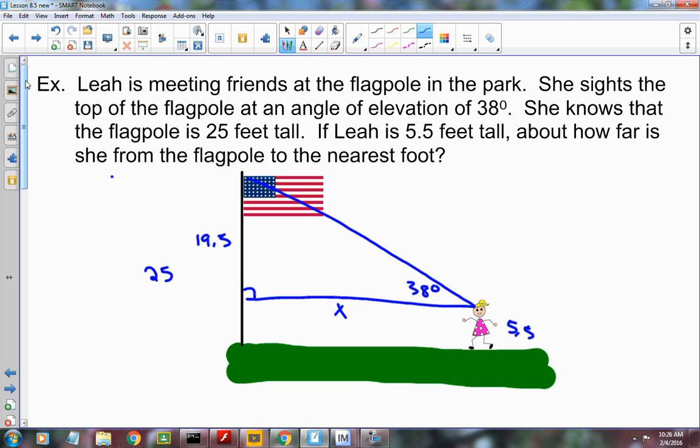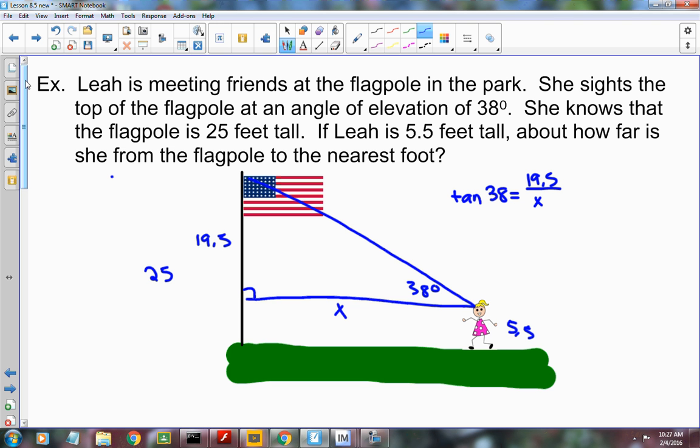To use sine, you have to know the hypotenuse. It's going to have to be tangent, right? Okay? Because we have opposite and adjacent. So we are going to use the tangent of 38 equals opposite, which is 19.5, over adjacent, which is x.